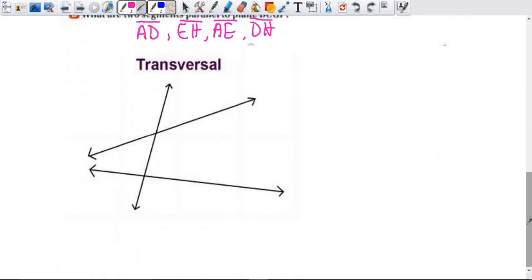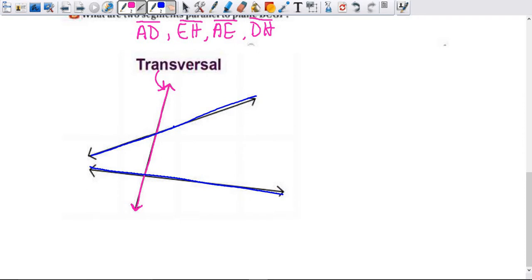Okay, so now a transversal. This is what you are going to see, a picture kind of like this for most stuff we do with chapter 3. All right, so a transversal means this line right here. I'm going to highlight this in pink. Here is your transversal. So this transversal intersects these 2 lines here and here.